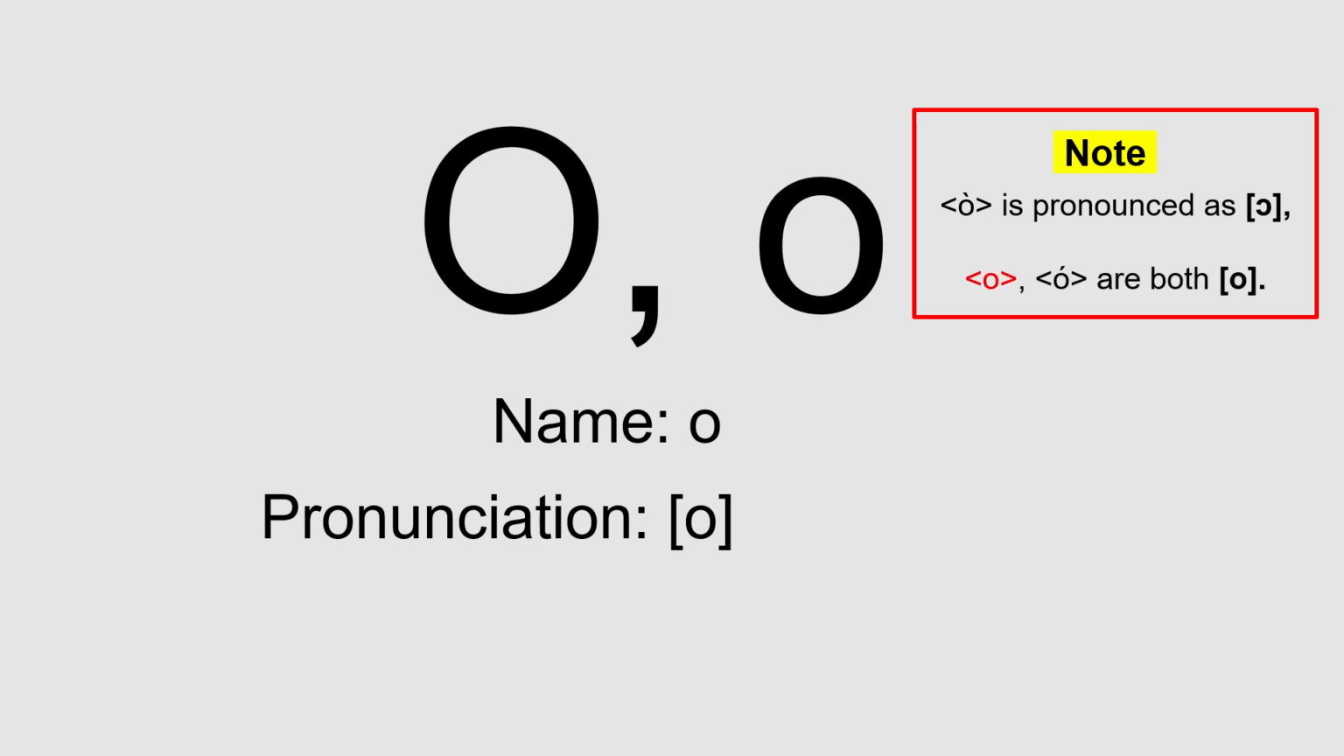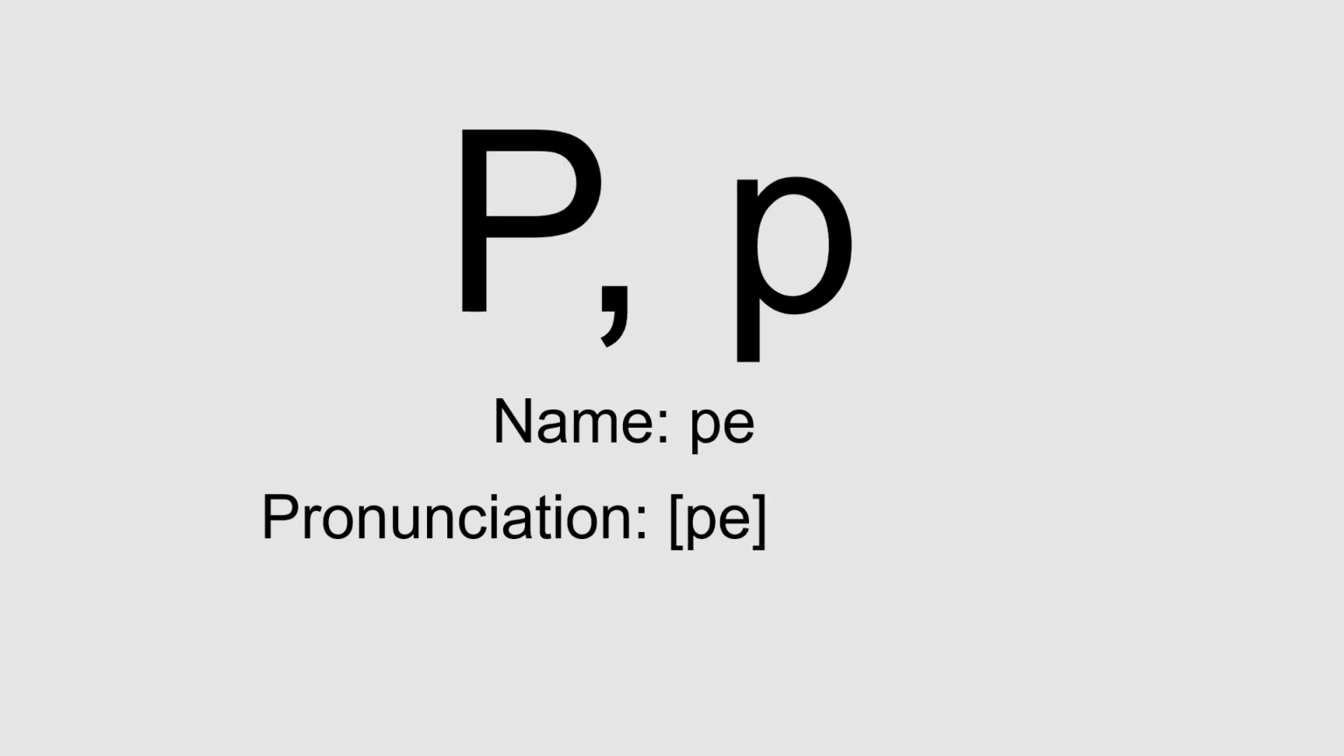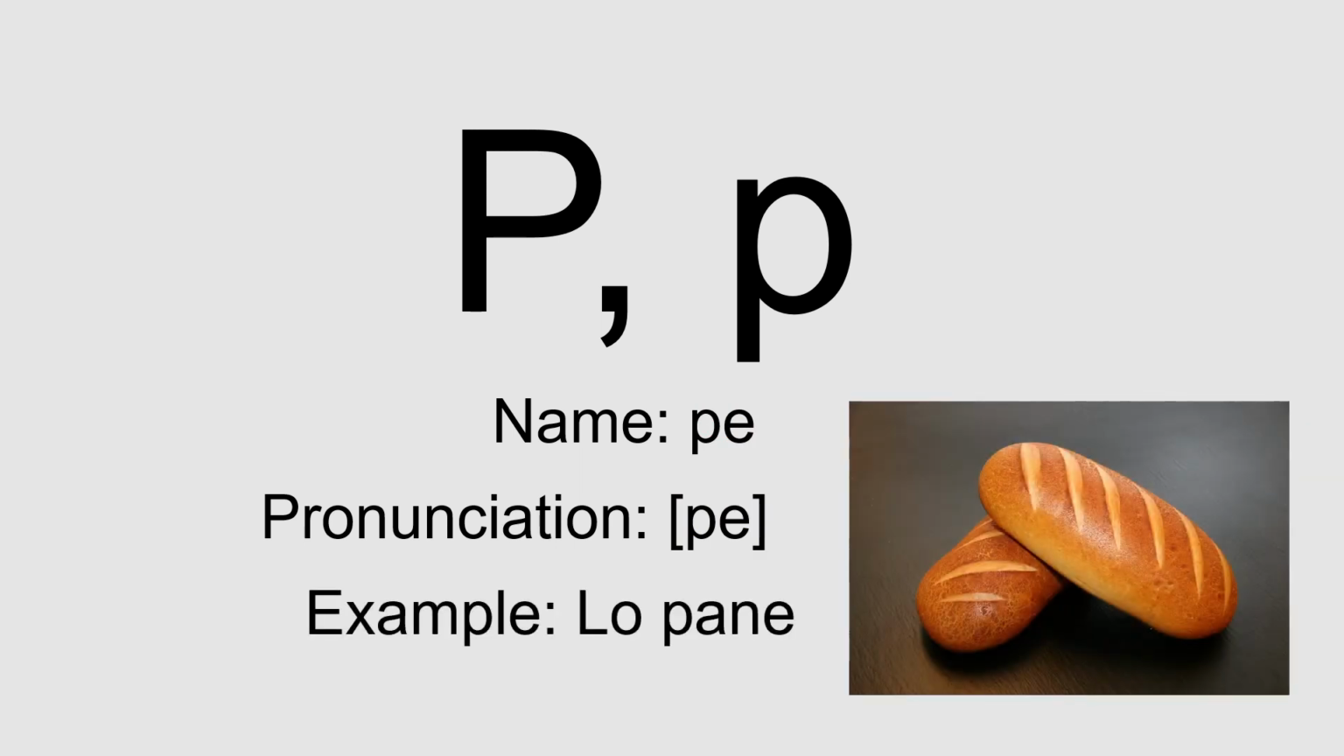The letter O without a diacritic and the letter O with the acute accent are both pronounced as a closed O. For example, the word we have here is ovo. Lo ovo means the egg. Pe. Lo pane, the bread.